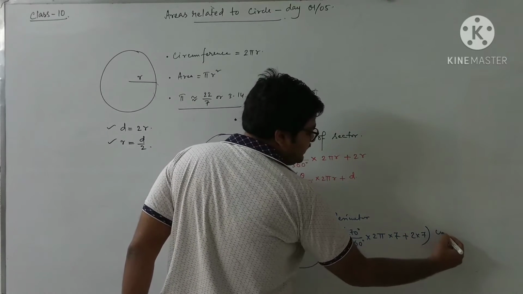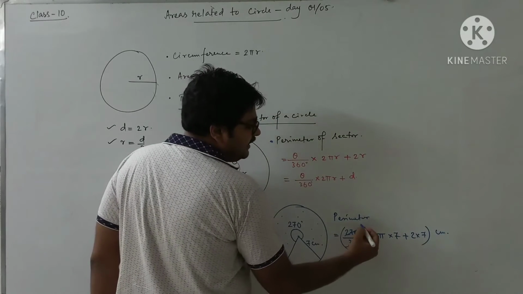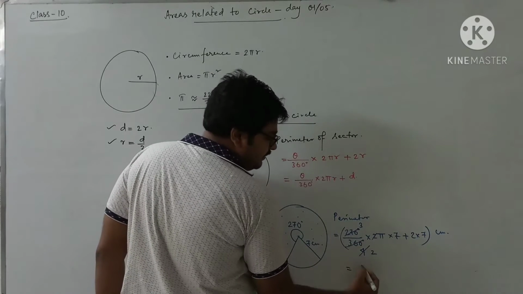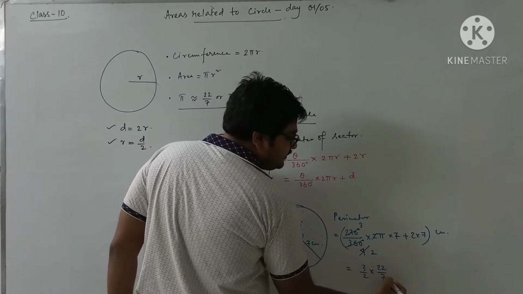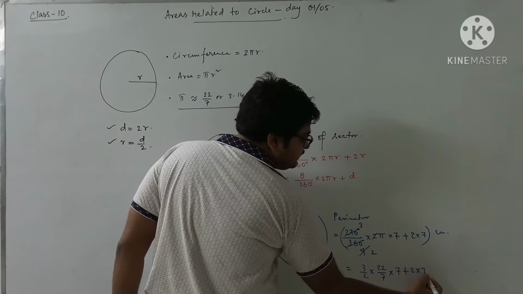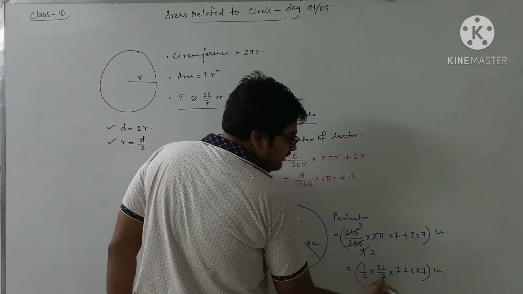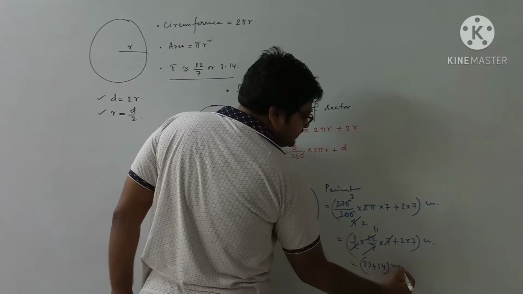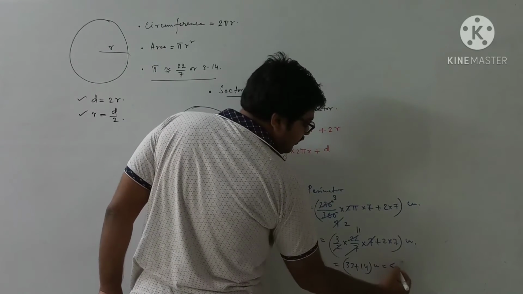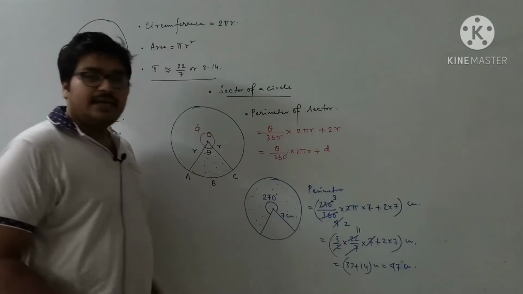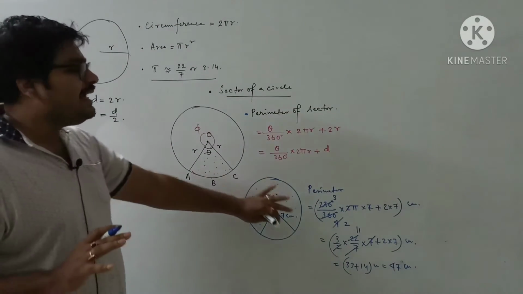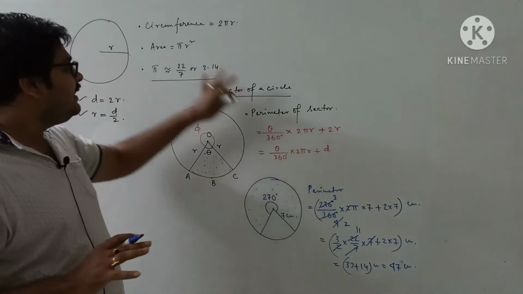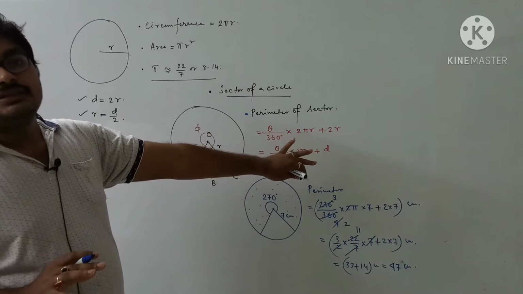So this much centimeter. Now the calculation you can do easily. 270 by 360 is 3 by 4, so it's coming 3 by 4 into 2 into pi, meaning 22 by 7 into 7, plus 2 into 7. 7 can be cancelled, so it's coming 33 plus 14 centimeters, so 47 centimeters. So I think you can do it. This is one of the easy applications I have shown you for the perimeter of a sector. Because the circle you already know, I am just talking about the sector.